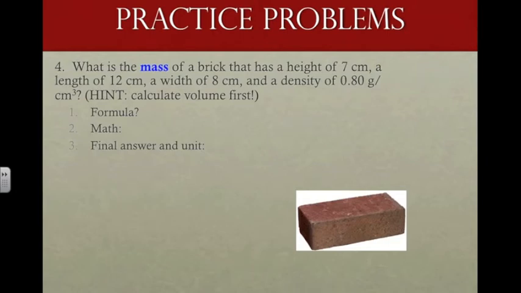Now let's try one more. What is the mass of a brick that has the height of 7 centimeters, a length of 12 centimeters, and a width of 8 centimeters, and a density of 0.8 grams per cubic centimeter? And my hint is that you're going to have to calculate the volume first. Okay, think about the formula, make sure you show your math work, and then of course circle your final answer with the appropriate unit. Pause the video, and when you're ready to see the answer, go ahead and hit play.